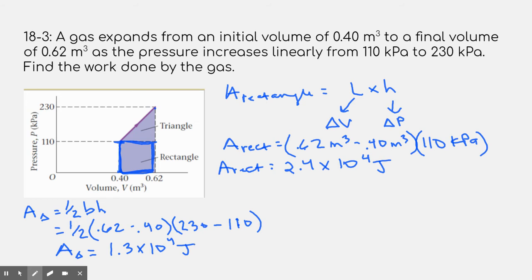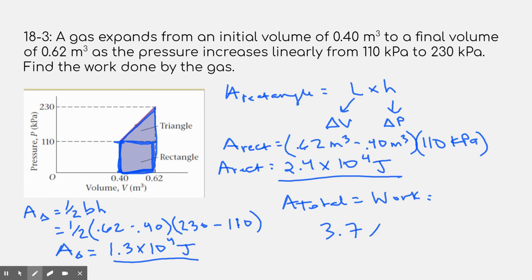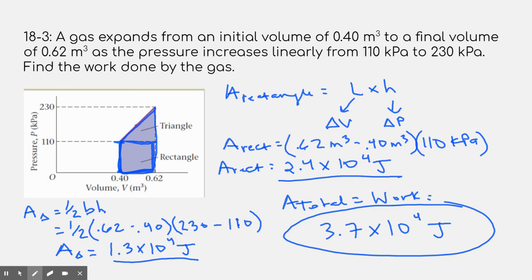So now to find the work, that's just going to be the total area underneath the curve. Let's add together the area from the rectangle and the area from the triangle. That total area is going to be work. Adding these two values together, you'll find 3.7 times 10 to the fourth joules. So that would be our final answer for the amount of work.